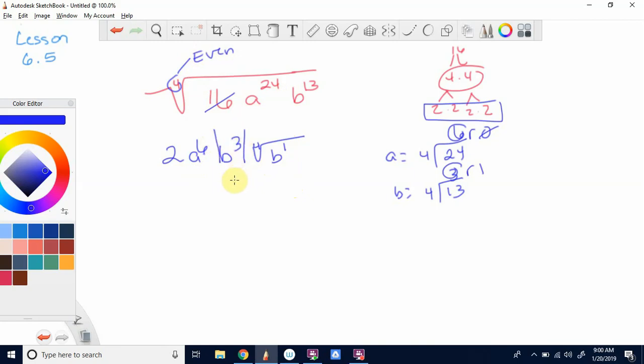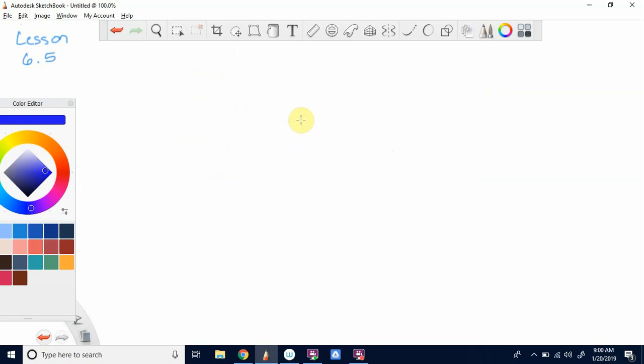Which means we put an absolute value around it. And that's your answer. So pause this, do the guided practice 1A and 1B, and then we'll see you back at example 2. All right, so example 2 says we're simplifying expressions with the quotient property.